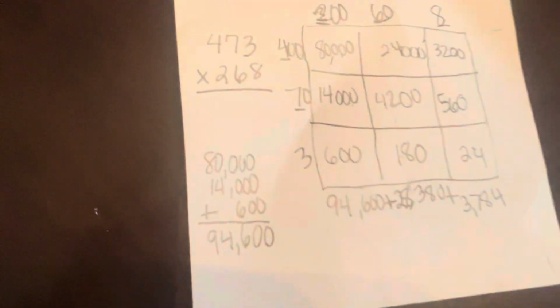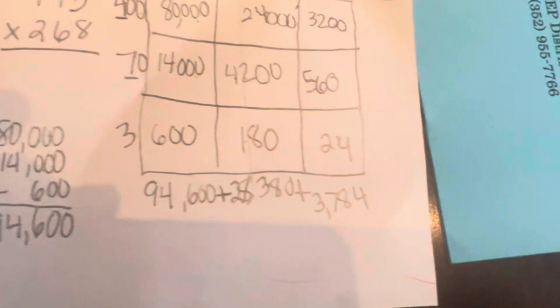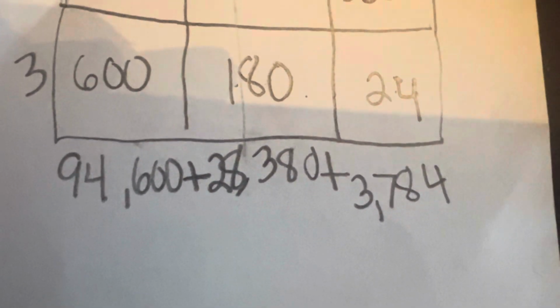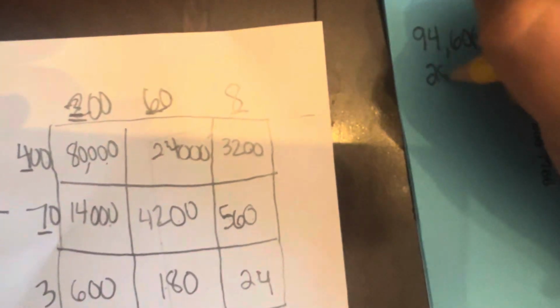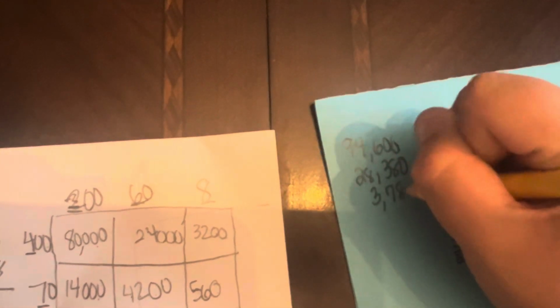I'm going to write them on the other side. Let me see if I have a paper that I can write this on. Okay, I'm going to do it right on this other paper. So the first one was 94,600. Then I had 28,380. And the last one was 3,784.